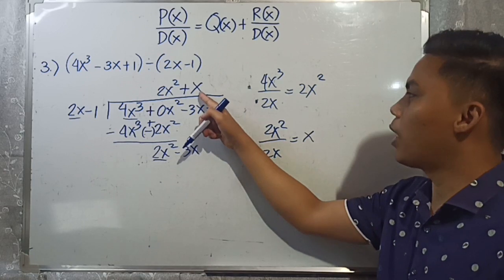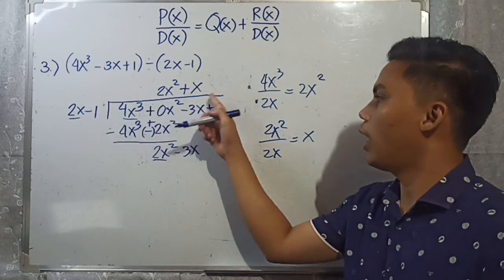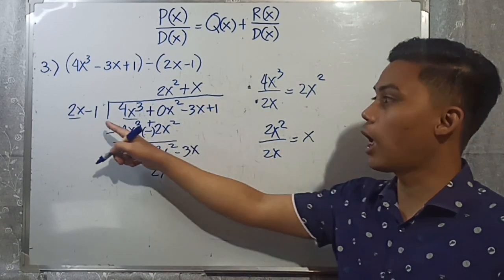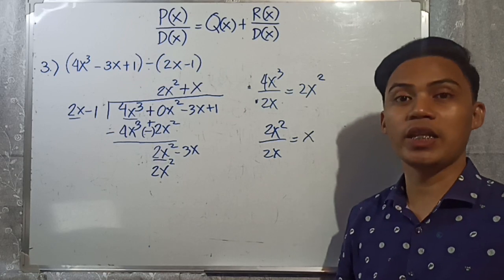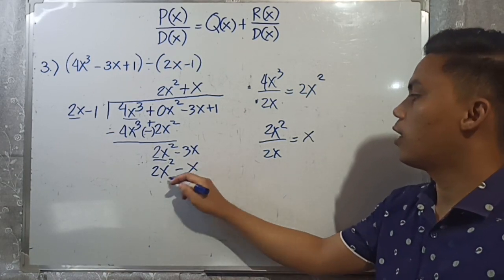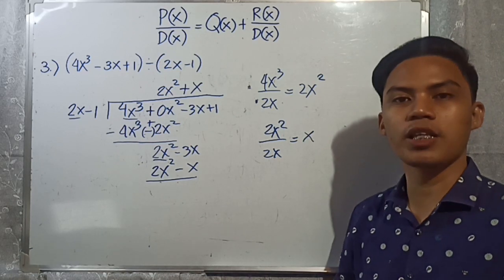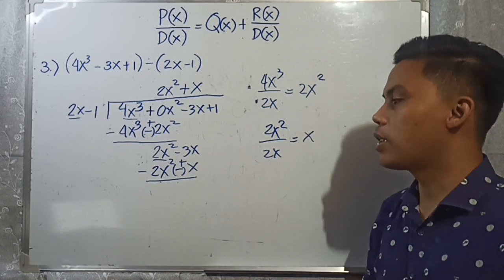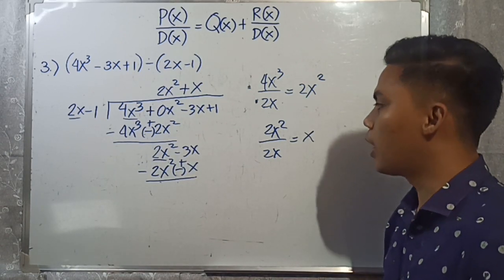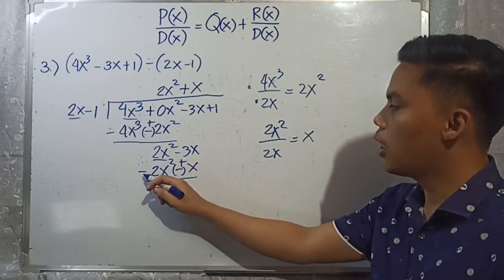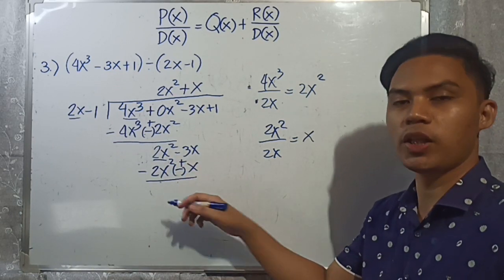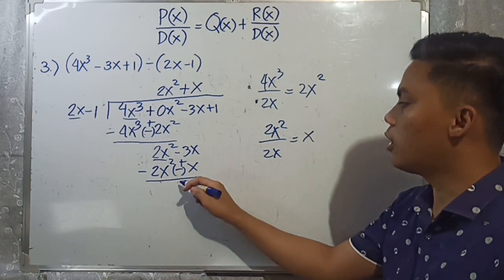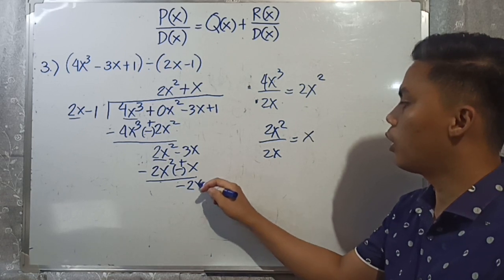Okay. So, multiply natin yung x sa divisor natin. X times 2x, that is equal to 2x squared. X times negative 1, that is equal to negative x. Again, change natin yung sign ng subtrahend. So, magiging negative 2x squared at magiging positive x. Then, combine natin siya vertically. So, 2x squared minus 2x squared, that is equal to 0. Pwede natin hindi isulat yung 0. Then, negative 3x plus x, that is equal to negative 2x.